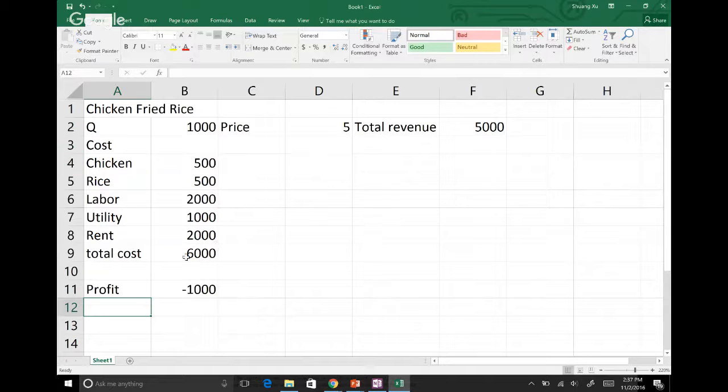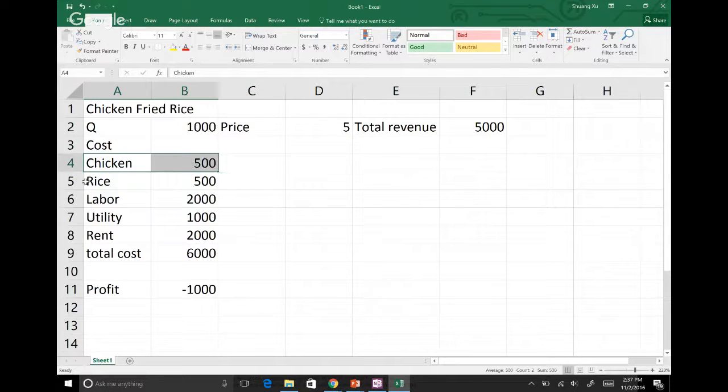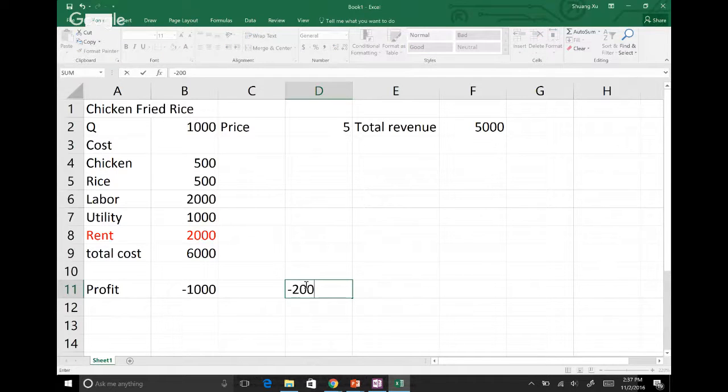If we close down, we don't have any revenue, so this is gone. We don't need to pay for chicken, rice, or labor. No need to pay our utility, but we still need to pay our rent. Regardless of whether you open or close, you're going to pay the rent. So if you close, you're going to lose $2,000 to pay the rent by itself. In this case, it's better to stay open and only lose 1,000 compared to closing down and losing 2,000. This is the difference between shutdown and exit.